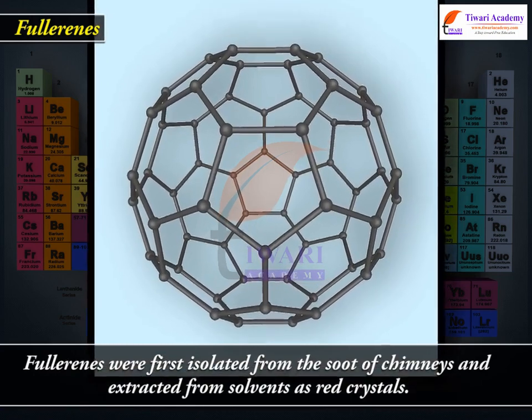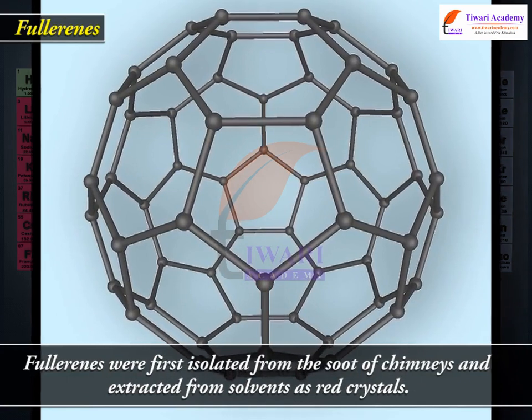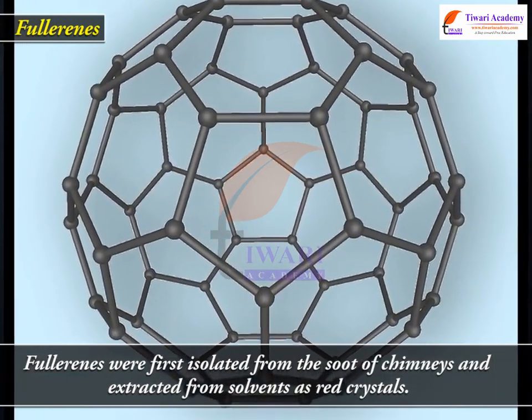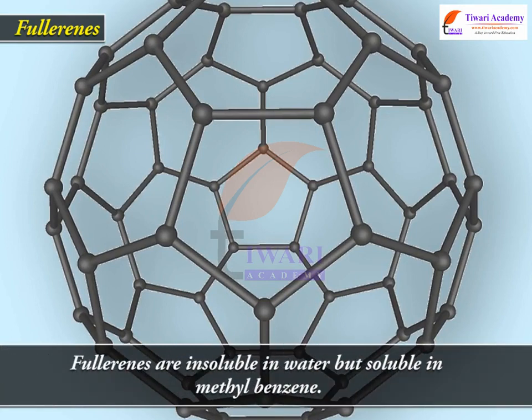Fullerenes were first isolated from the soot of chimneys and extracted from solvents as red crystals. Fullerenes are insoluble in water but soluble in methylbenzene.